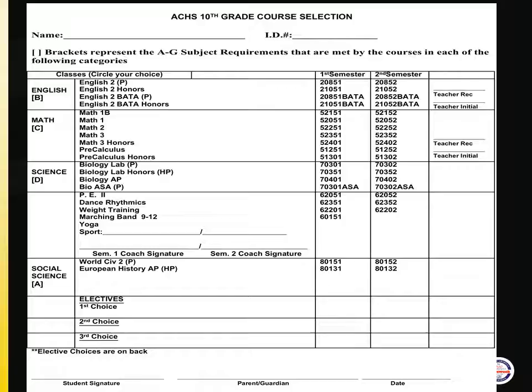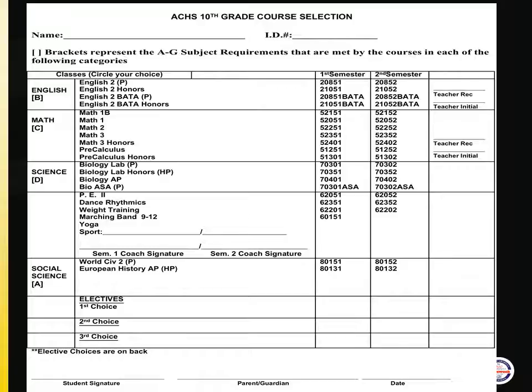After that is taken care of, you will make your science selection. We have 3 different levels of science: College Prep Biology, Lab Honors, and AP Biology. Once again, with PE, you will take PE. If not, you are obviously involved in a sport or cheerleading or song leading or marching band. However, 3 new options for you as freshmen. You can take dance rhythmics, you can lift weights, or you can take a yoga class.